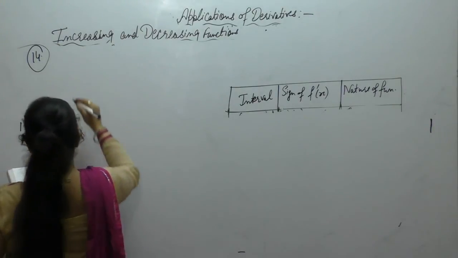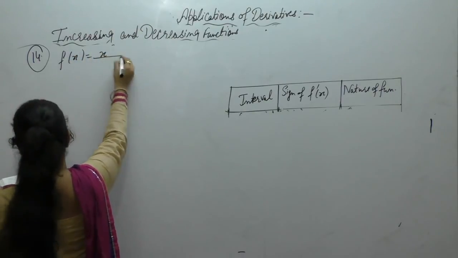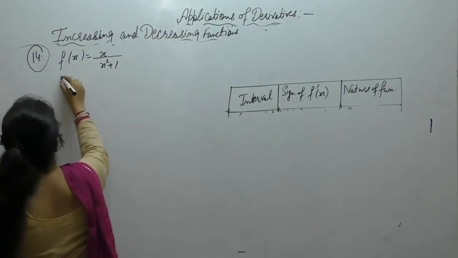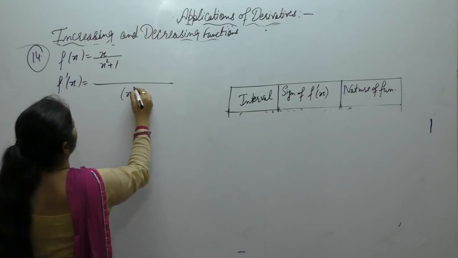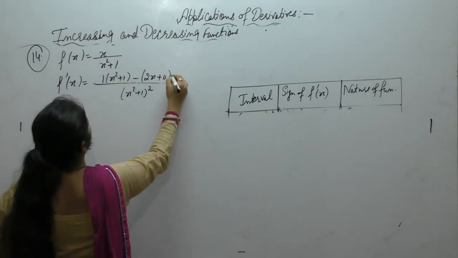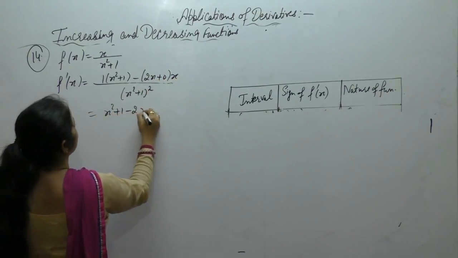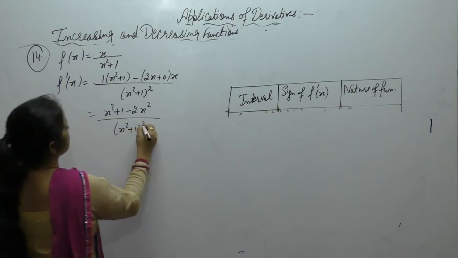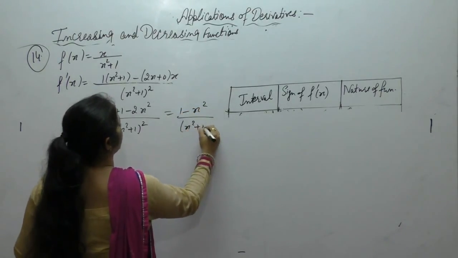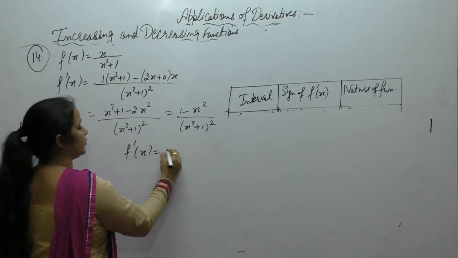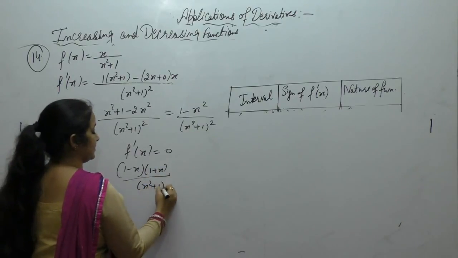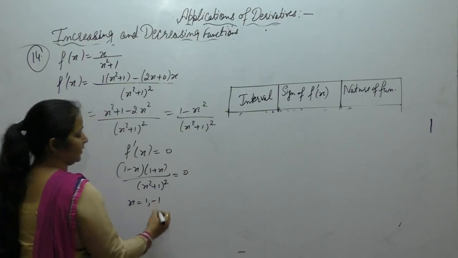For which values of x the function f(x) = x/(x^2 + 1) is increasing, and for which values of x it is decreasing? Take the derivative: (x^2 + 1)^2, u' times v minus v' times u. So (x^2 + 1) - 2x^2. So what we get? (1 - x^2)/(x^2 + 1)^2. Put the first derivative equal to 0. a^2 - b^2 = (a - b)(a + b). So x = 1 or -1.